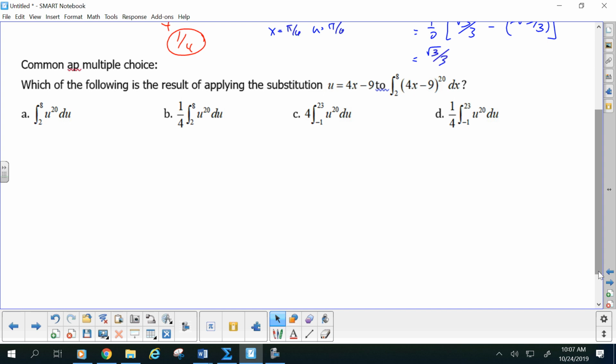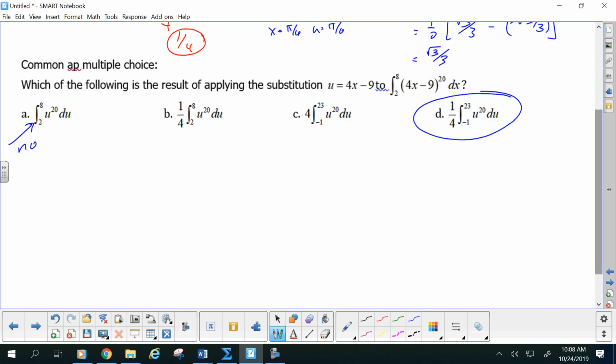All right, so we conclude. D. D, do we agree? It is D. I agree. Okay, do we all get that? These distractors are very common. Did you change the limits accordingly? Did you get the right du? This distracts a person that doesn't know how to find du, doesn't know how to change the limits, or doesn't know how to fix the du.